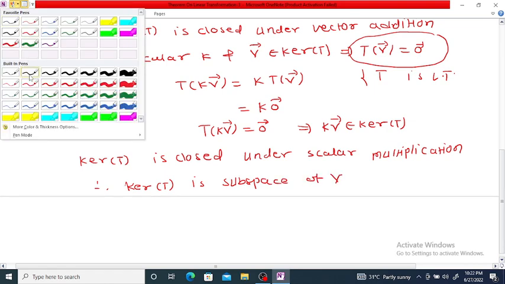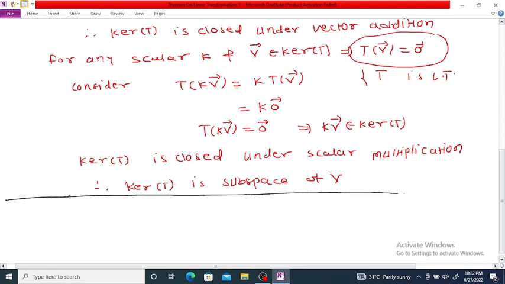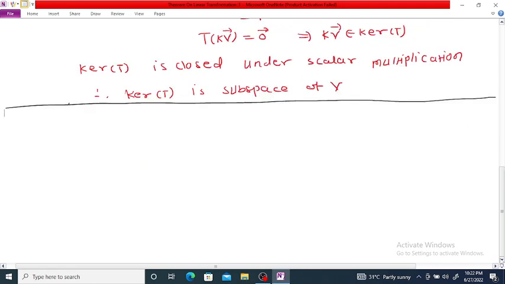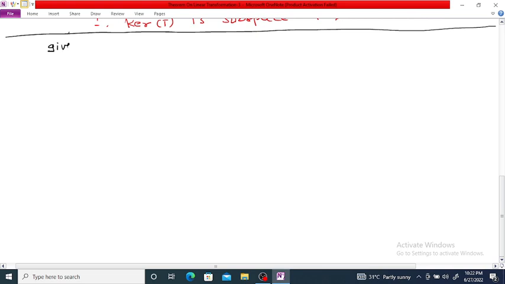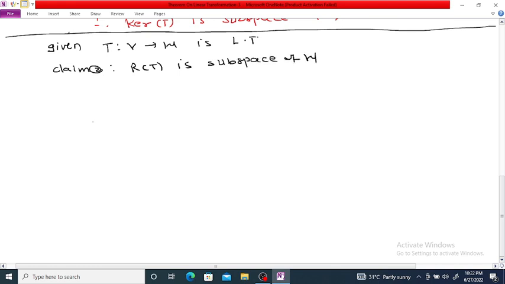Now part 2. What is given again? Given: T is a mapping from V to W and is a linear transformation. And what is the claim here? Claim 2: the range of T is a subspace of W. Again, since T of 0 bar is equal to 0 bar, 0 bar belongs to the range of T, and this implies the range of T is not equal to phi. Again, why 0 bar? Since V is a vector space, 0 bar belongs to V, and T is a linear transformation, therefore T of 0 bar is 0 bar.